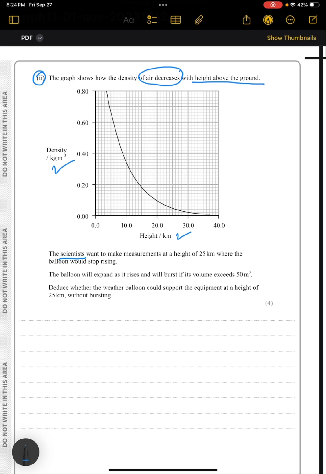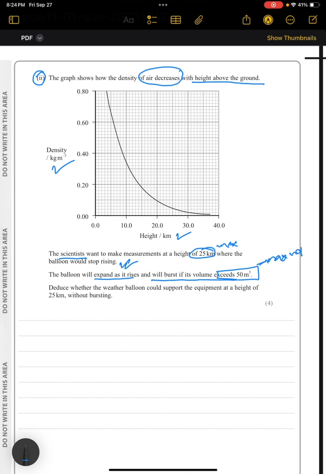The scientists want to make measurements at a height of 25 km where the balloon would stop rising. So this is our maximum height. The balloon will expand as it rises and will burst if volume exceeds 50 meter cube. This is the maximum volume up to which it can increase, and if it expands more than 50 meter cube, it will burst.